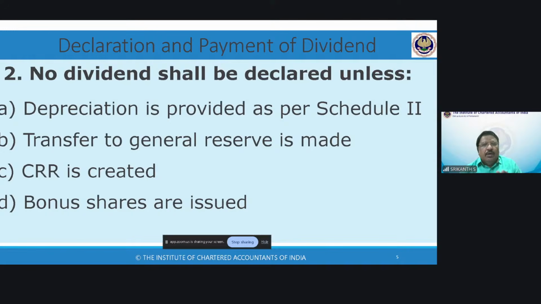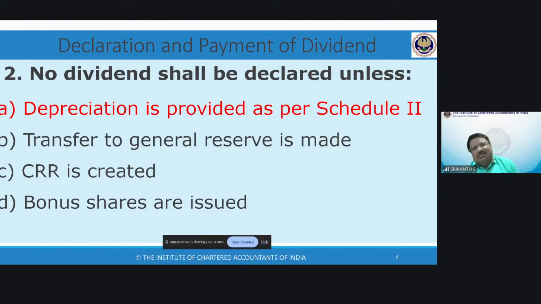For example, a slightly intelligent student will know that for declaring dividend, CRR is not required. You also know that bonus shares cannot be in lieu of dividend. So these two are straight away out, which leaves only the options: no dividend shall be declared unless depreciation is provided, and transfer to general reserve. There is no need for transfer to general reserve. It is not a precondition for dividend, which means the correct answer is A. Depreciation should be provided as per Schedule 2.